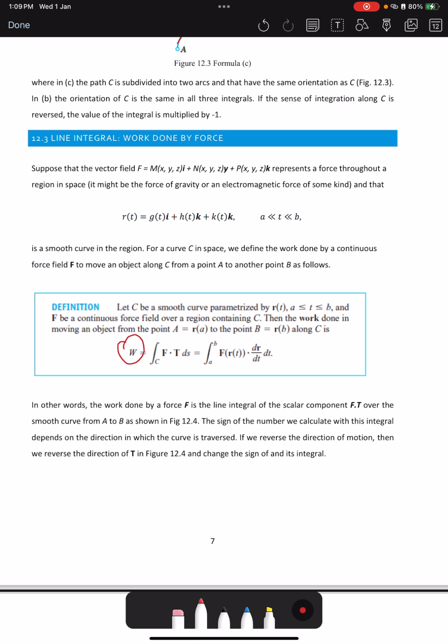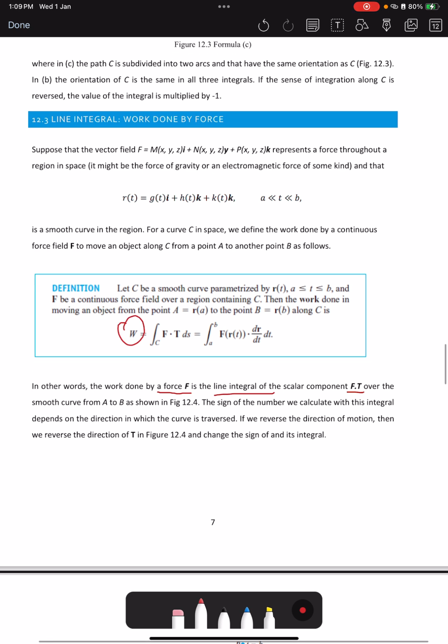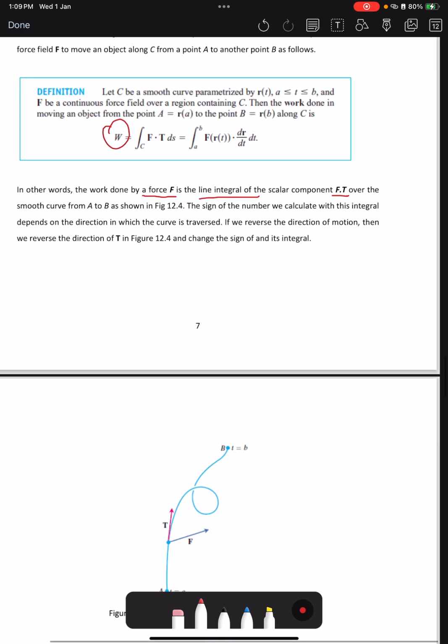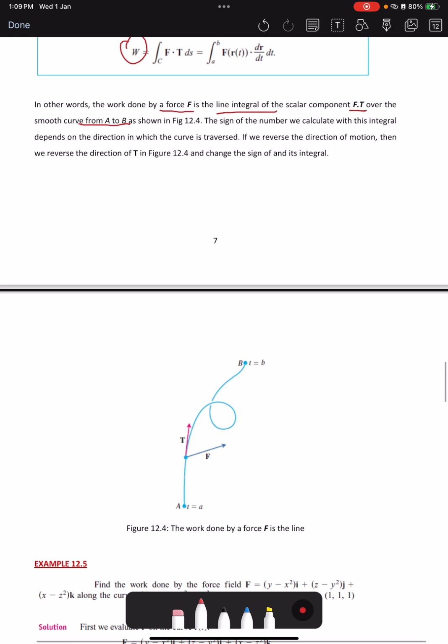What that means is actually the work done by the force F in a line integral of the scalar component F dot T over the smooth curve from point A, the initial point, to terminal point B, as shown in this figure. And the sign of the number we calculate with this integral depends on the direction in which the curve is traversed. As I mentioned, when we are dealing with the line integral, we are dealing with magnitude and also direction. So the direction is important when performing the line integral, or when we are calculating the work done in this case.